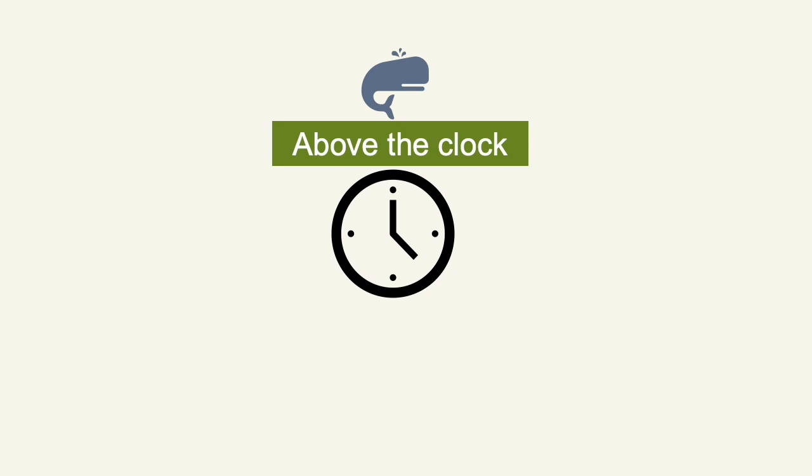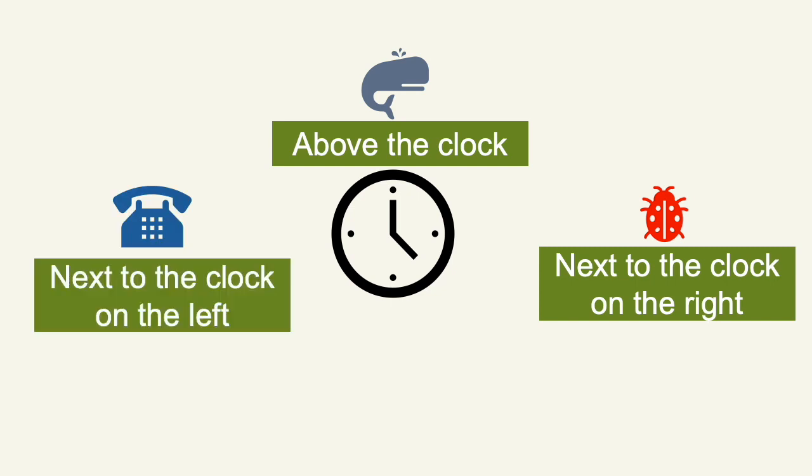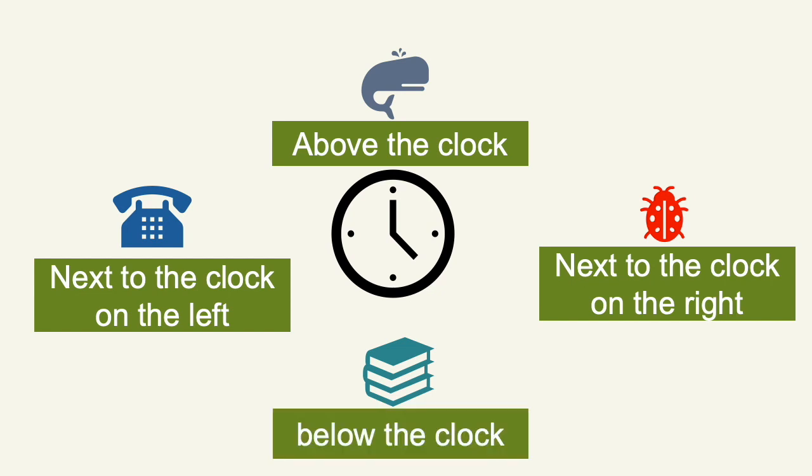Now, let's combine these together. If there is a clock over here and there is a whale, you could say there is a whale above the clock, right? There is a ladybug next to the clock on the right. There is a phone next to the clock on the left, and there are 3 books below the clock.